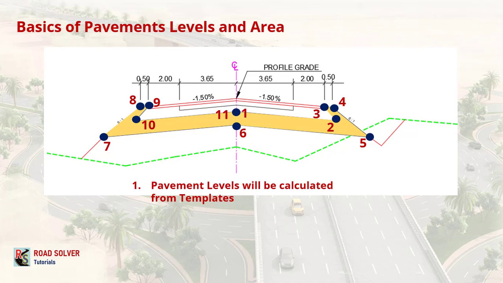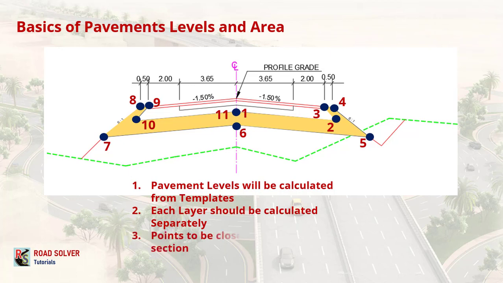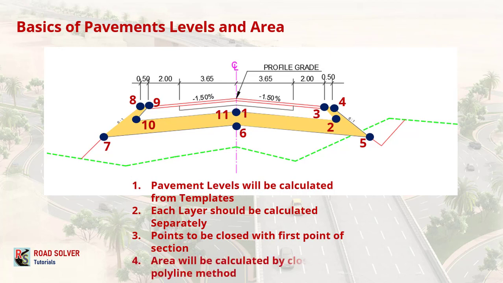So payment levels will be calculated from the templates. Then each layer should be calculated separately. The final point should be closed with the first point of the section. Then finally the area will be calculated by the closed polyline method. The area of each payment volume layer should be calculated by the closed polyline method.